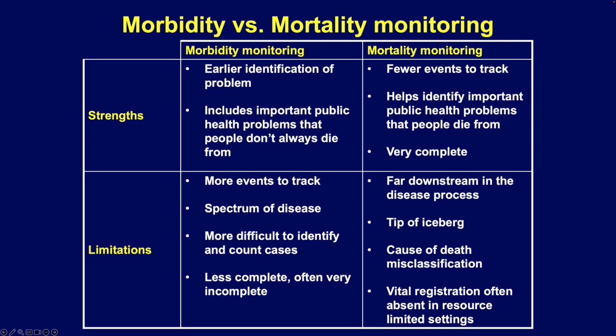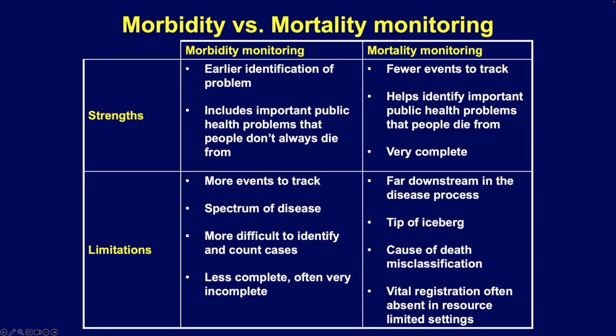It's very complete, at least in the US and other resource-rich settings. We'll talk in more detail about vital registration later on in the course, but it's highly unusual in New York City or in most places in the US for deaths not to be counted. They may be misclassified as to their cause, but the overwhelming majority of deaths, more than 99%, are counted and captured by vital registration. So that means we have the fact of death and the date of death, and some of the characteristics of the people who died, such as their age and their gender and things like that.